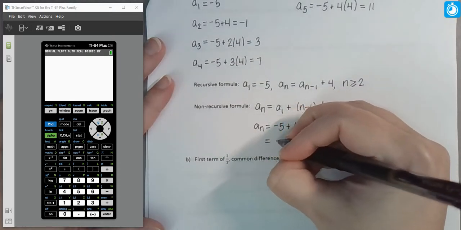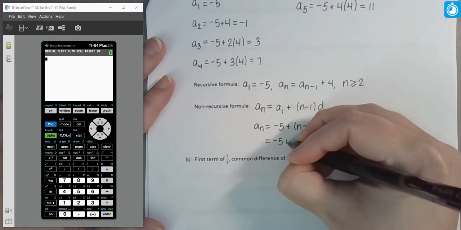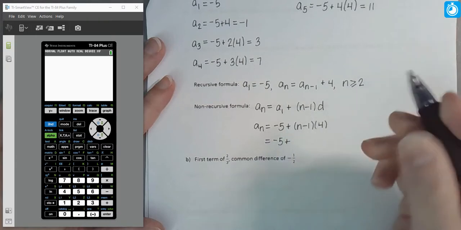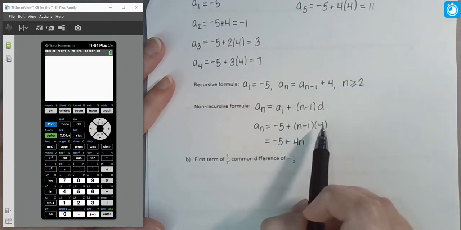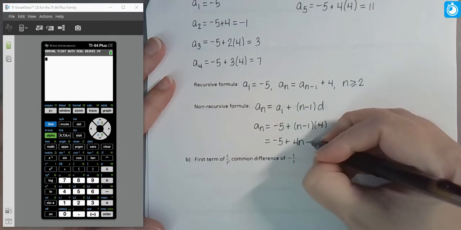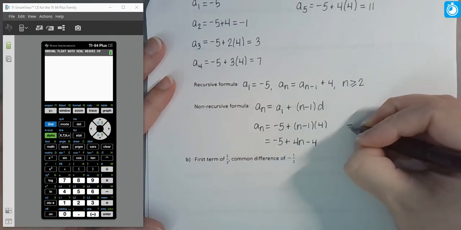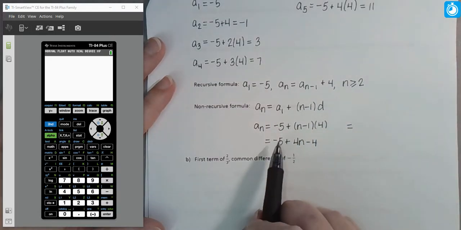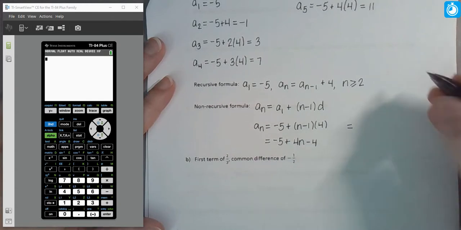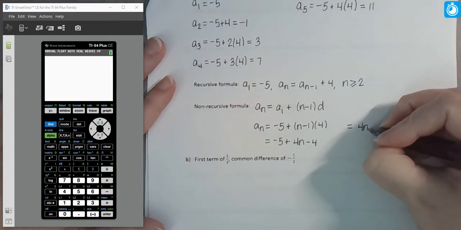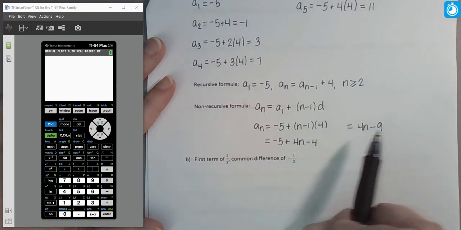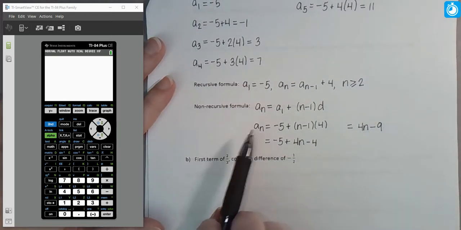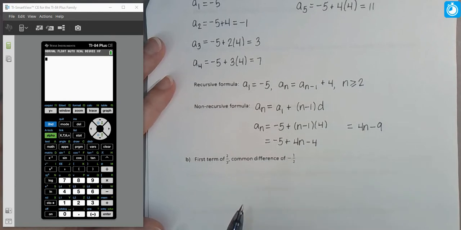So if we distribute the 4, we're going to have -5 plus 4 times n minus 4, so 4 times -1 is -4. And if we simplify that, combine those like terms, -5 combines with -4, then we have the formula 4n minus 9. So that's going to be the simplest form of the formula that generates our nth term.